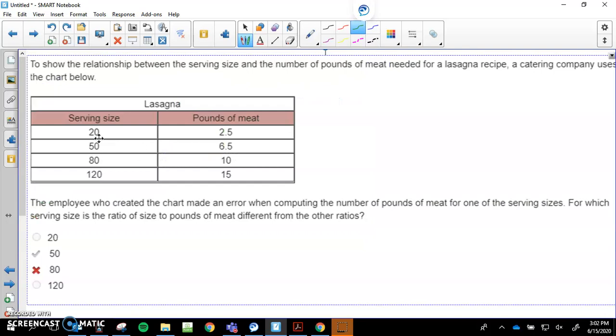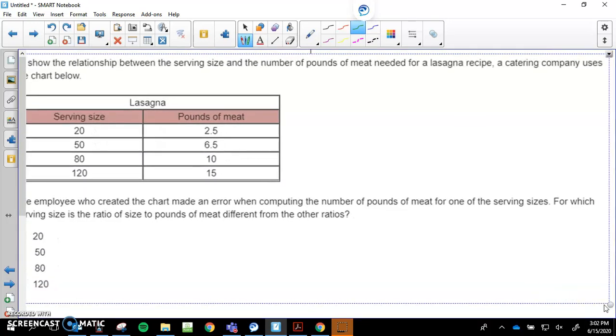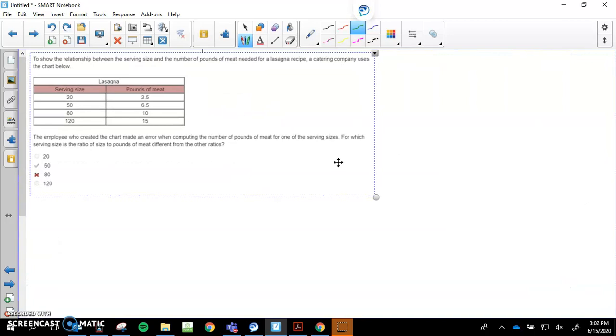To show the relationship between the serving size and the number of pounds of meat needed for lasagna, they use this chart. So we have a pattern from going from the serving size to the pounds of meat. Let me make this a little bit smaller. The employer who created the chart made an error when computing the number of pounds of meat for one of the serving sizes. For which serving size is the ratio of pounds of meat different from the other ratios?